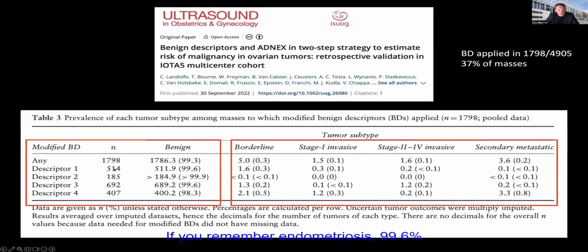So that's descriptor 1, if you remember, endometriomas, 99.6% of the time, they would be benign. And again, with all the other benign descriptors, you can see exactly the same as with the previous data that I showed you. And very, very few, as you can see here, cases of missed cancers. So I think you can be very confident.